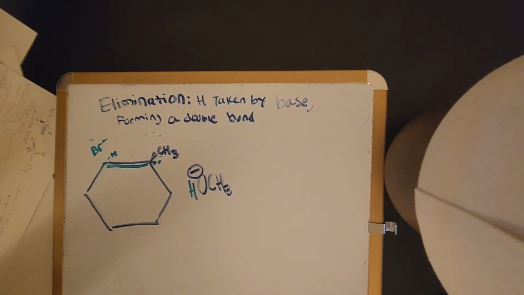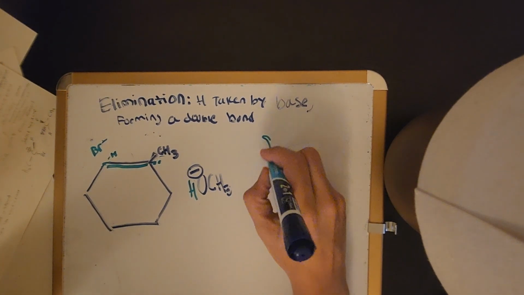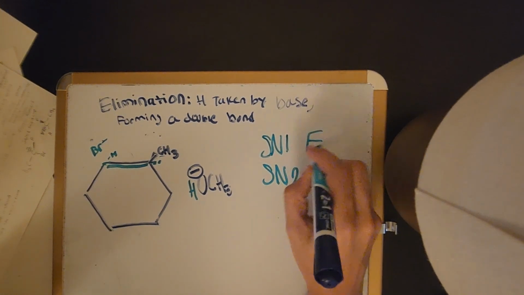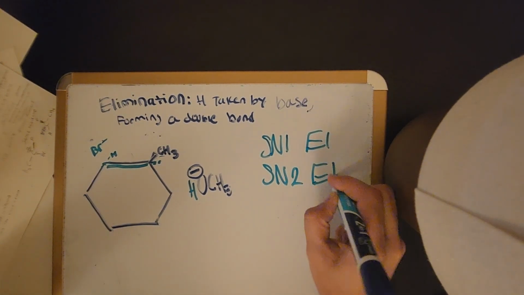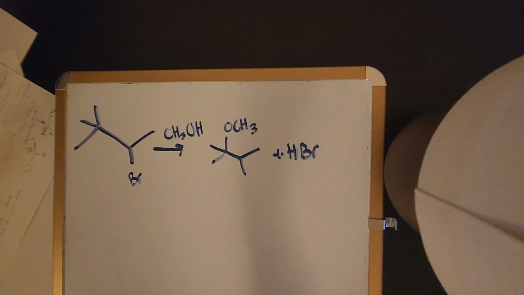I know it wasn't a great explanation. I recommend watching different videos because there are SN1, SN2, E1, and E2 reactions. Let's move on. Okay, in the next example, we are asked to draw a mechanism.